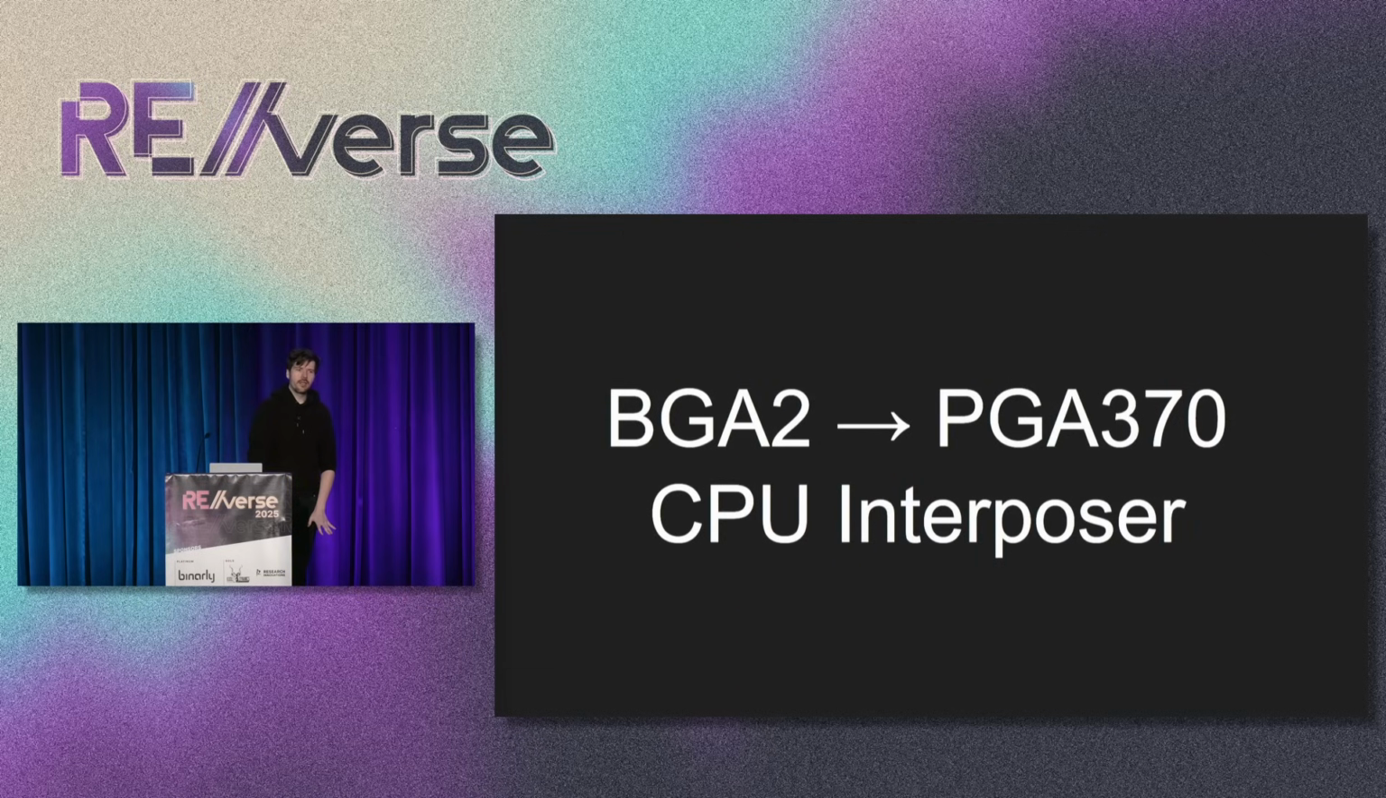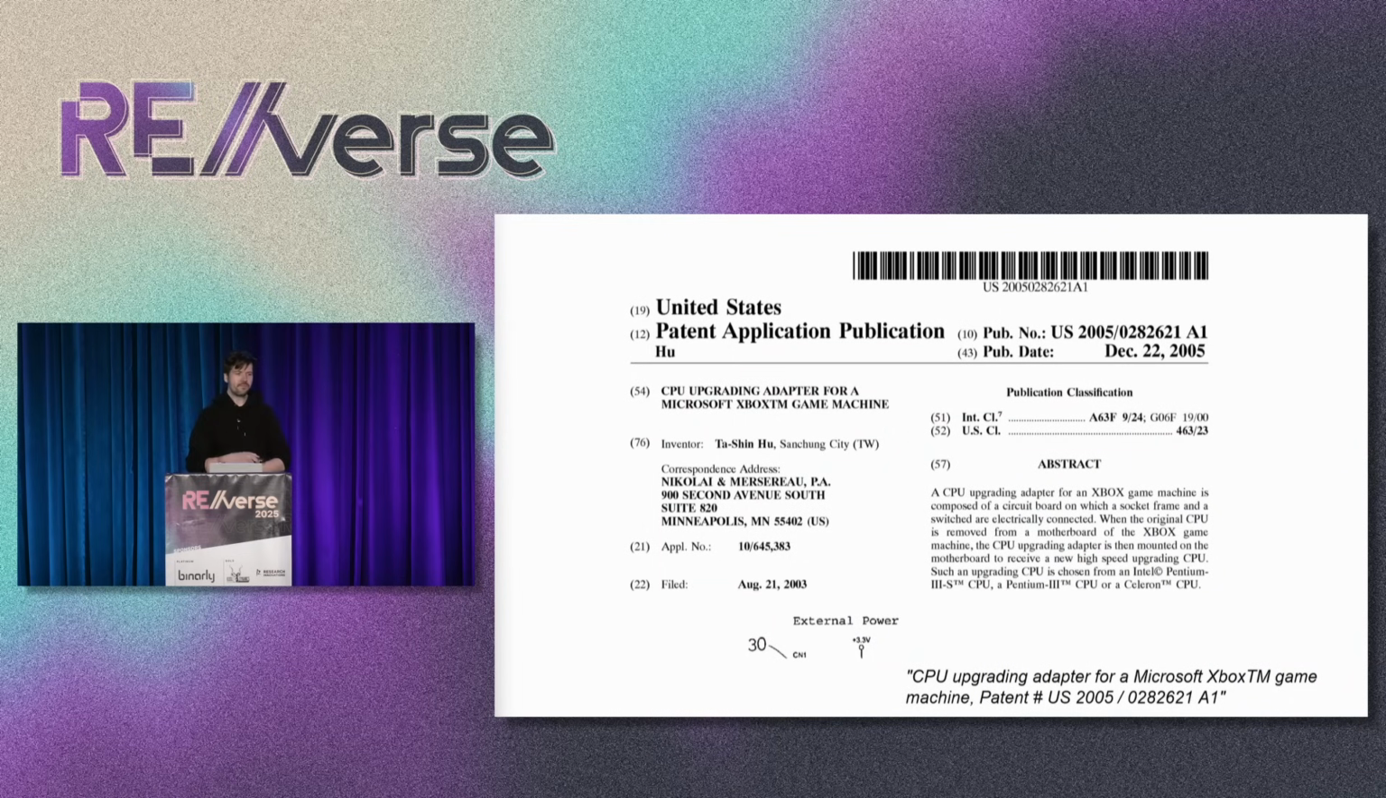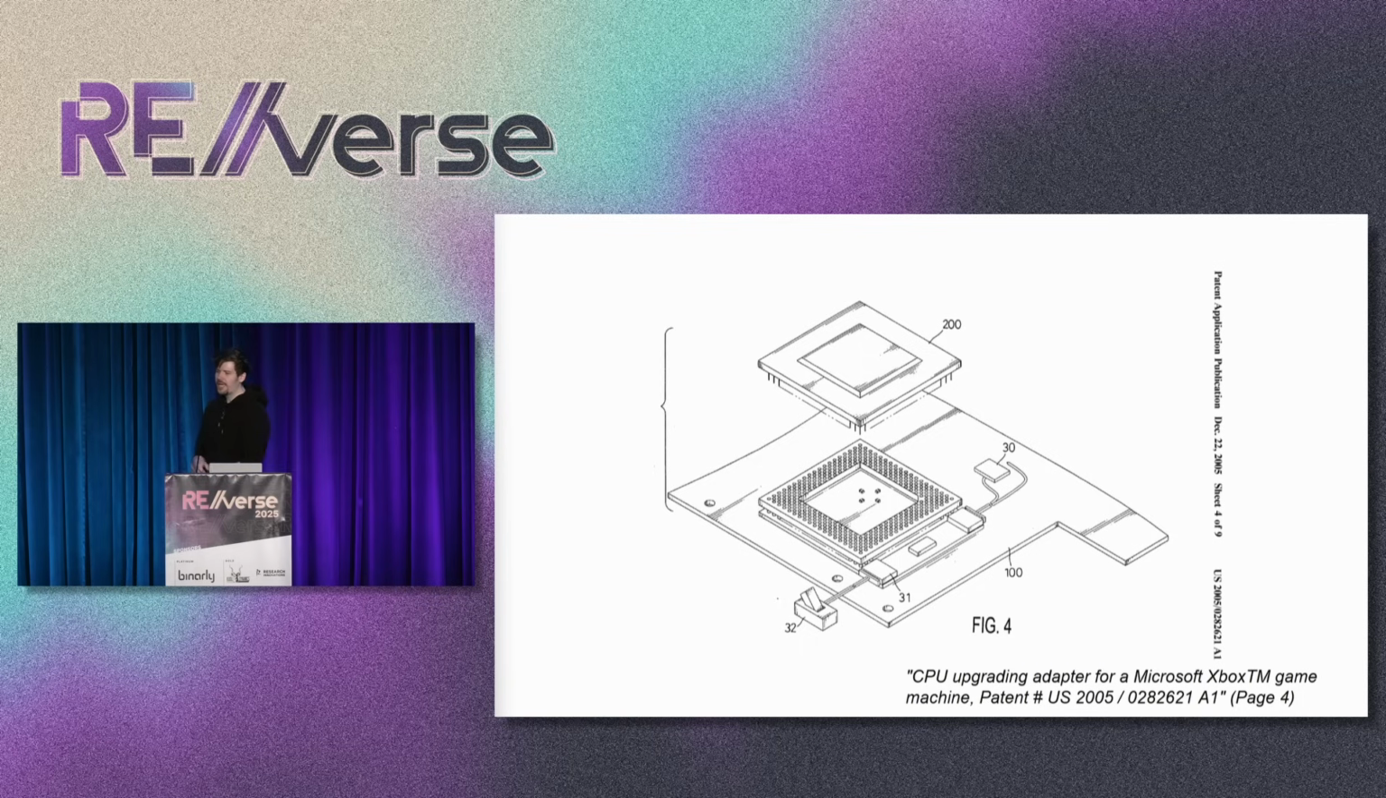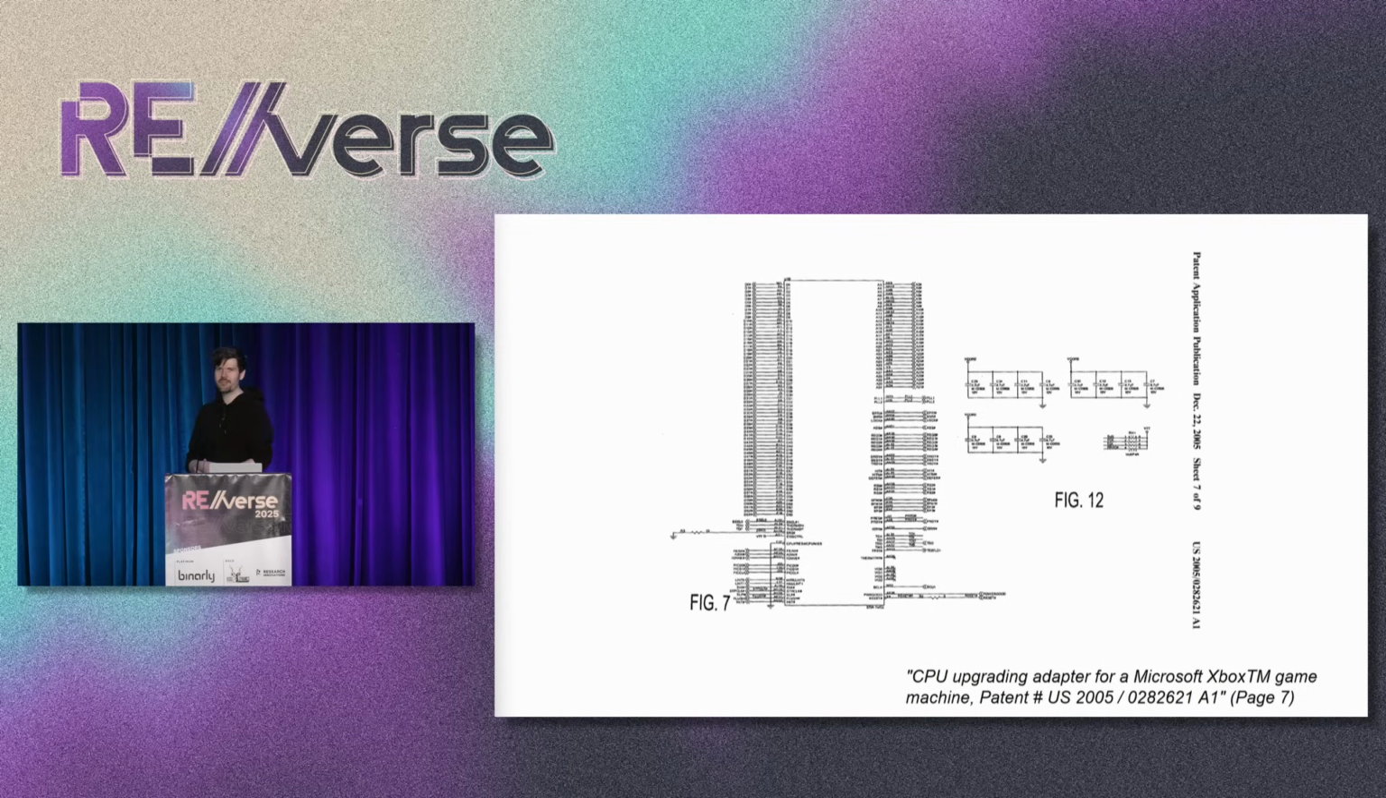But the solution that Frentech had developed back in the day was this BGA2 to PGA 370 CPU interposer. And you can actually find the patent for it still online on Google. If you search for this, you'll find it. They have this nifty little diagram that looks kind of cool, but they also have this pretty crunchy schematic there.